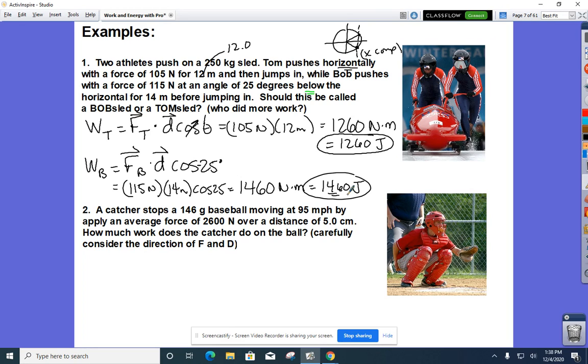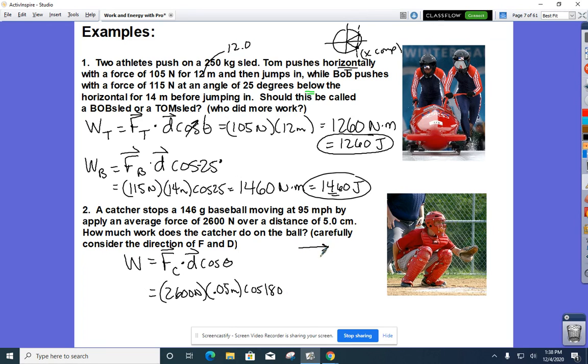So how much work does a catcher do? Be careful about considering the direction of force and displacement. So let's go ahead and be very literal with this equation. How much work does a catcher do on the ball? I'm going to say the force that the catcher exerts on that ball, force times displacement times the cosine of the angle between the force and the displacement. So that's 2,600 newtons. The displacement is, I'm going to put this in meters so I can get newton meters out of that, 0.05 meters. And the cosine, hopefully you caught that, is of 180 degrees, opposite direction, right?